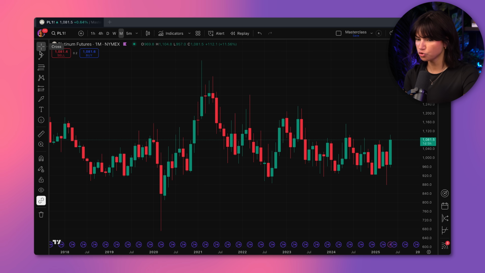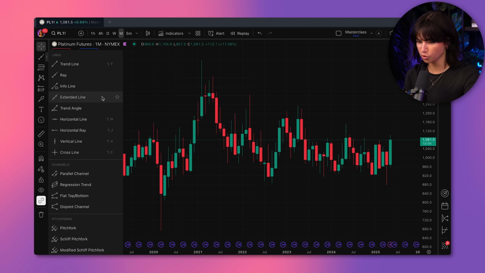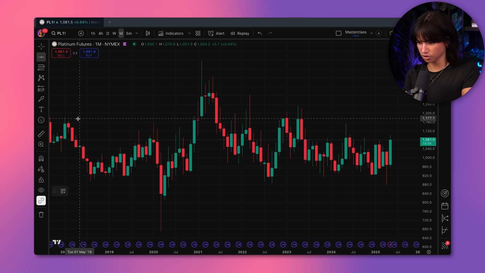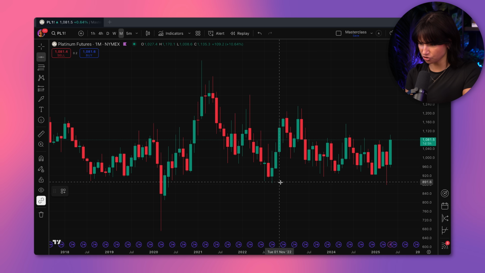And now we're going to go over to the toolbox here. And instead of the ray tool that we're used to, we're going to use the horizontal line. Now let's start by drawing our support, which means it acts as a floor. So we're trying to capture as many touch points as we can where the price hit and then turned around.